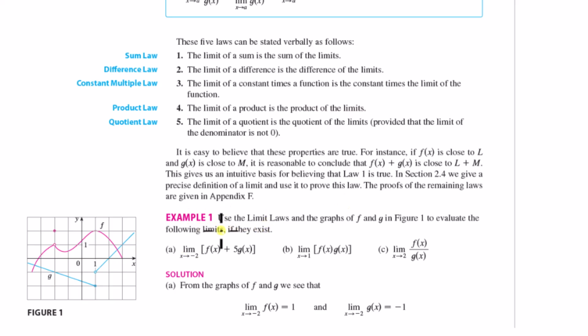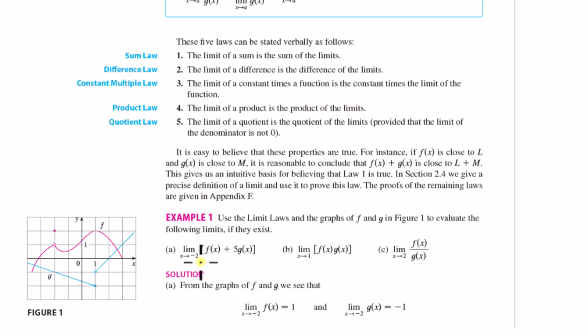Okay, so let's use the limit laws and the graphs of f and g to evaluate the following limits if they exist. So what is the limit as x approaches minus 2 of f of x plus 5 times g of x?